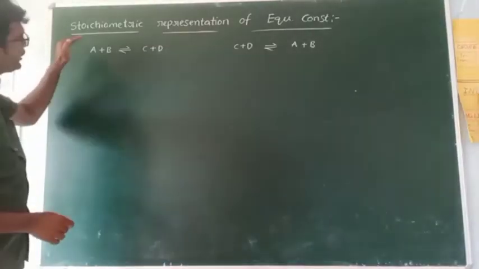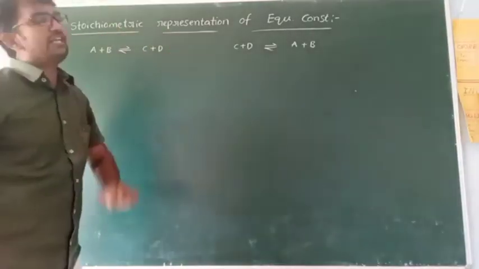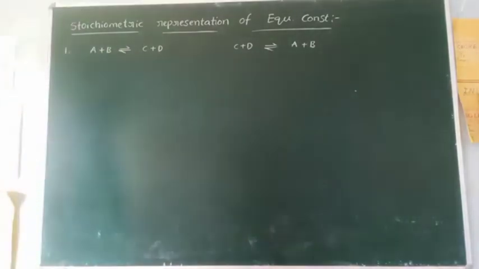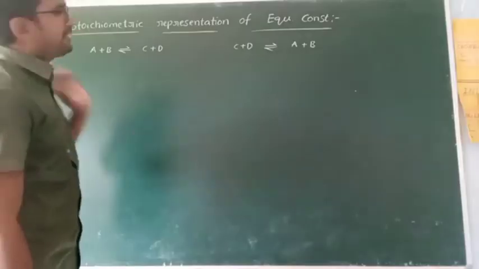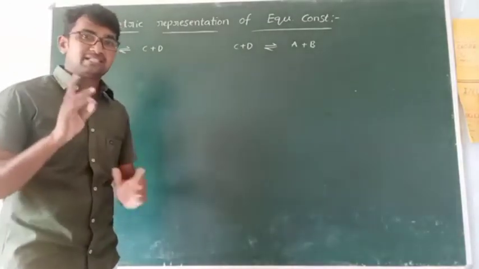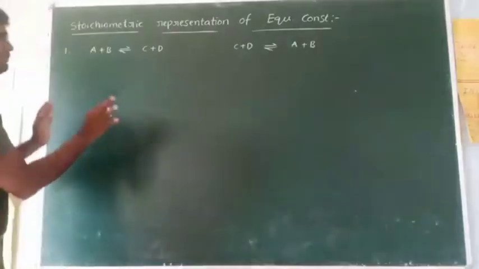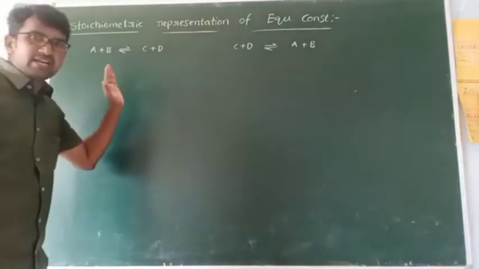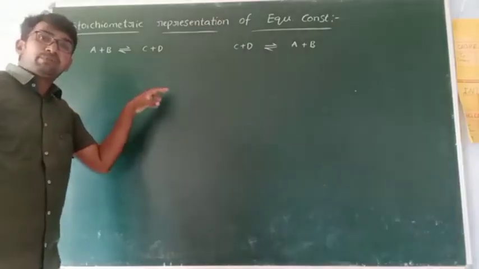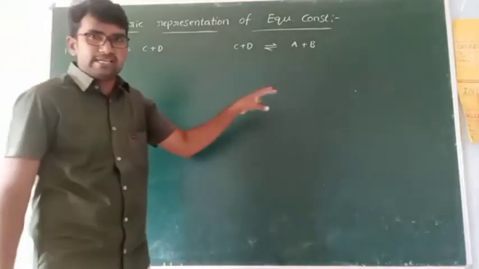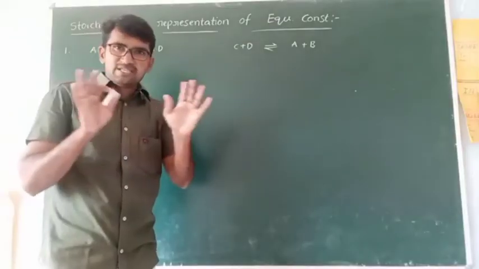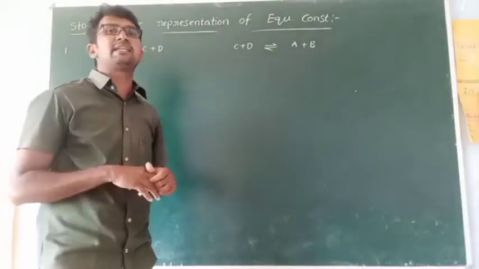Next one, stoichiometric representation of equilibrium constants or equilibrium reactions. Okay now. Stoichiometry means balancing. Very simple. These are all just to check the relation between one equation and another equation. What is the relation between the equilibrium constant for one reaction and another reaction? Means the same reactants and products are present, the same species are present in those reactions.